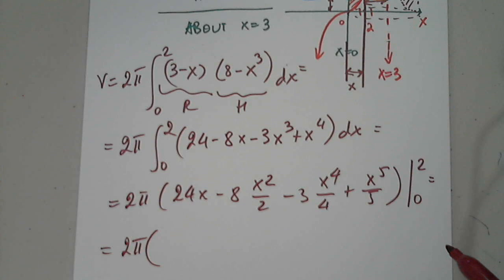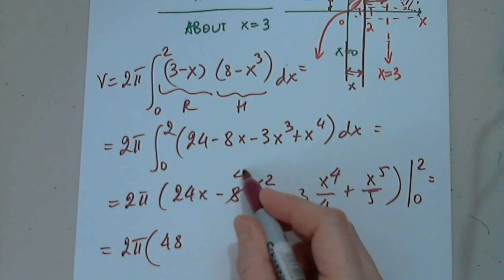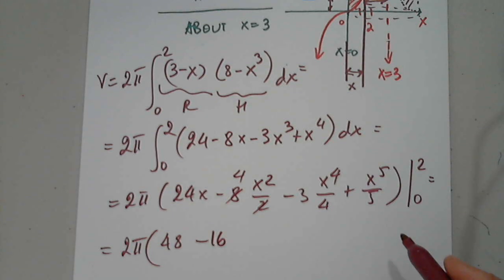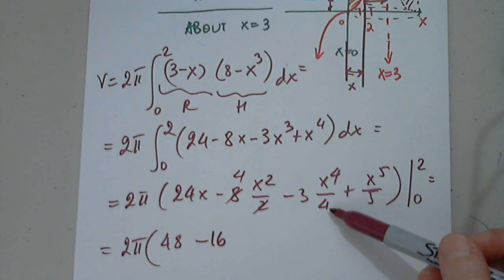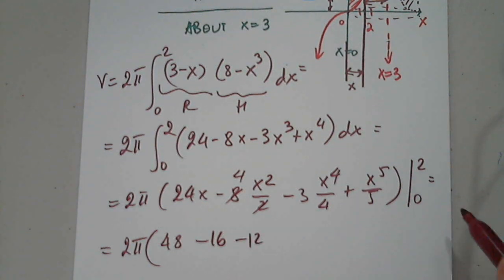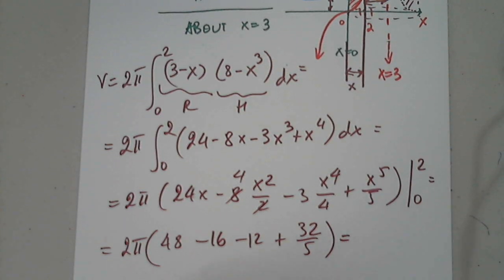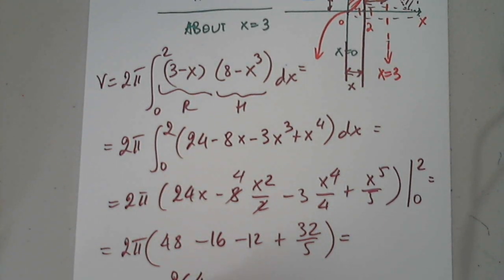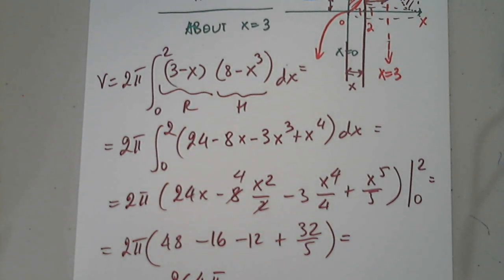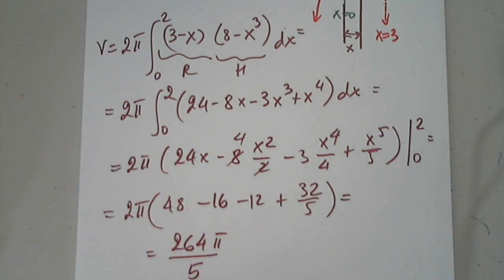So 2 pi times 48, 4 times 4, minus 16 over 4, 4 times 3, negative 12, and this is positive 32 divided by 5. And let's see what I got towards the end. 264 pi divided by 5. Okay, so you can continue calculating those. And I'd like to present, yes, 2 more.